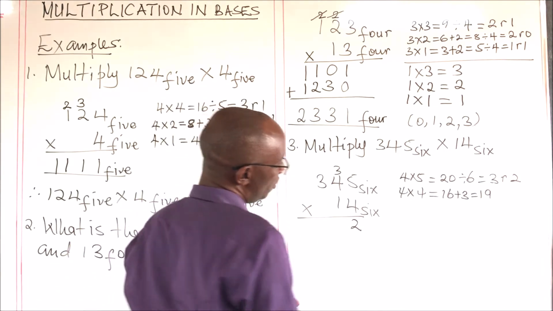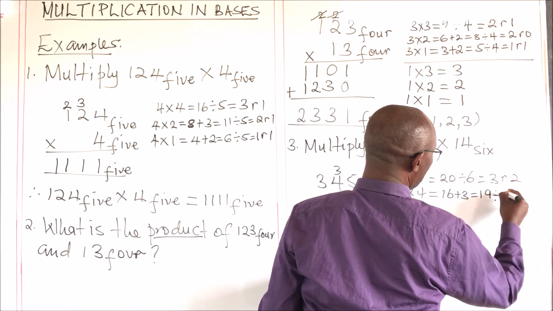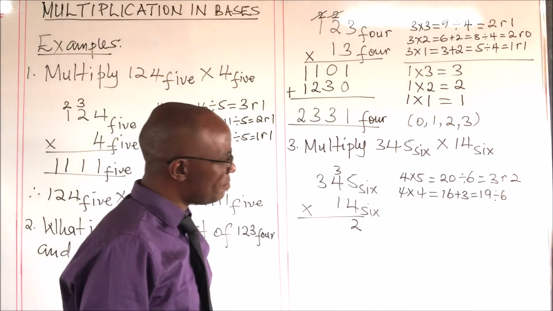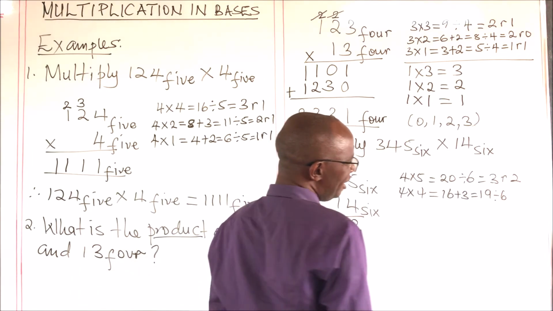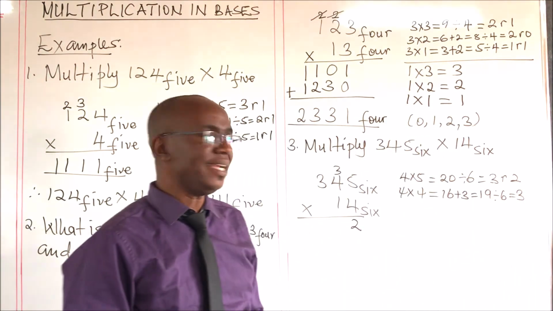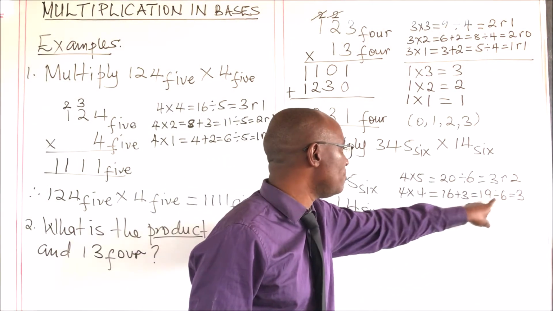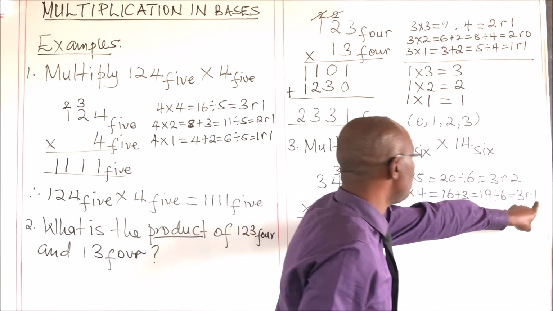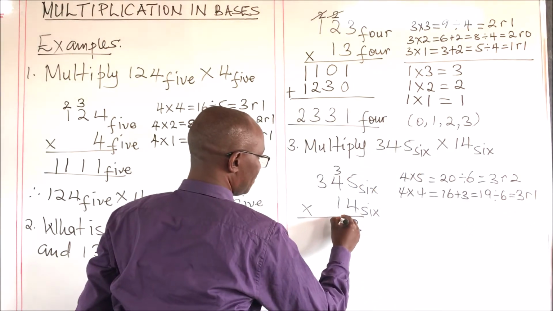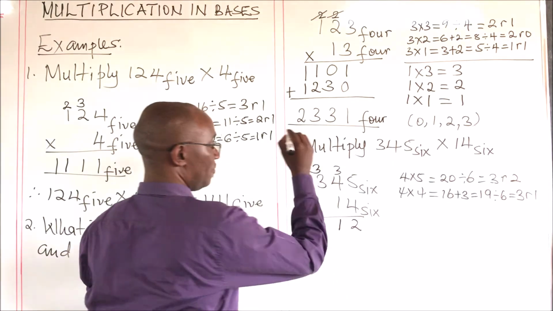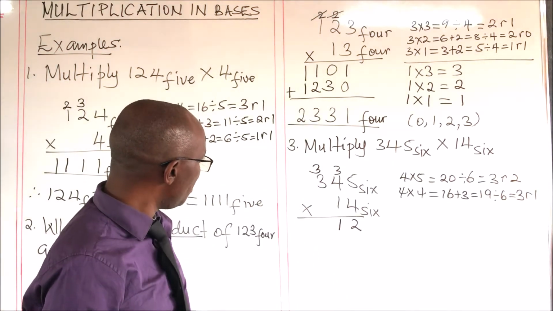So now we are going to divide by 6. You divide by the base you are dealing with. So 19 divided by 6, 19 into 6, that is around 3 times, because 3 times 6 is 18 and 19 minus 18, the remainder is 1. So I said you write the remainder down, you carry the whole number to the next place value. That is a 3. So we multiply.